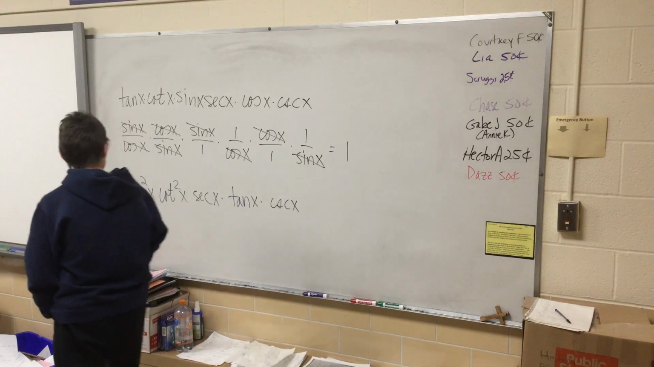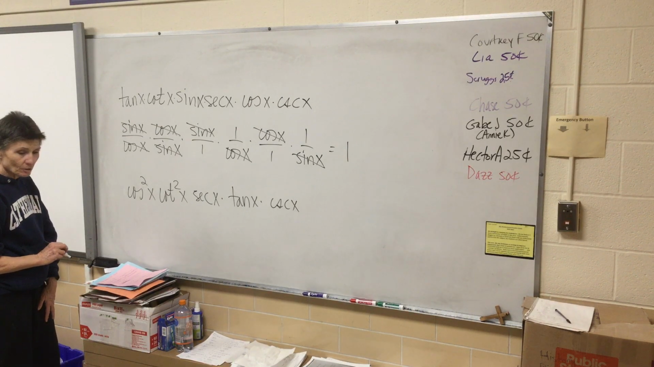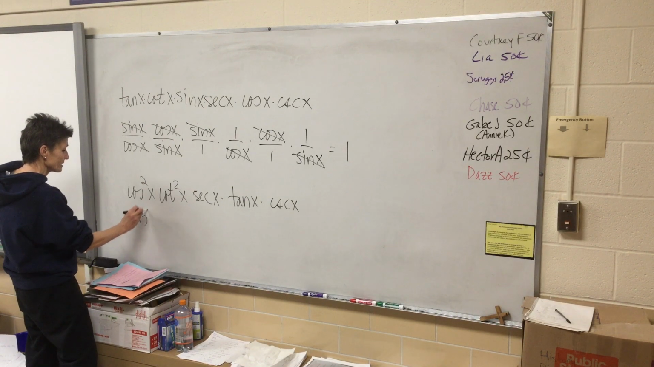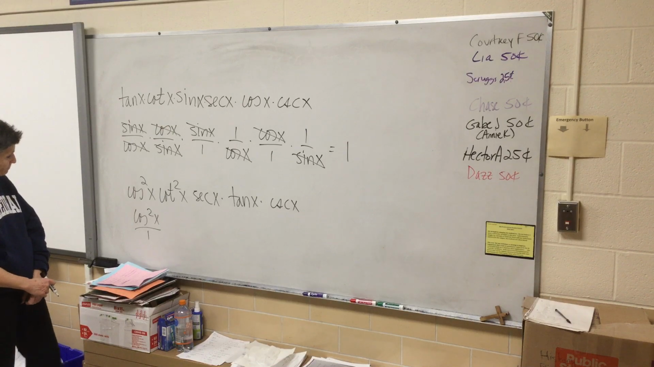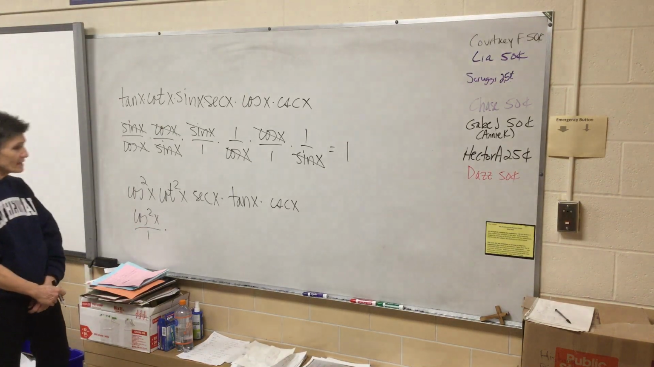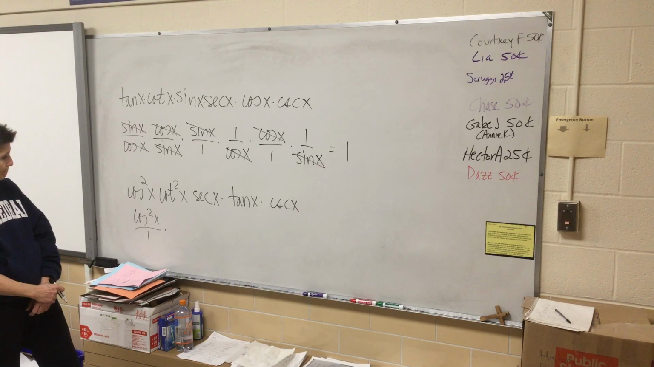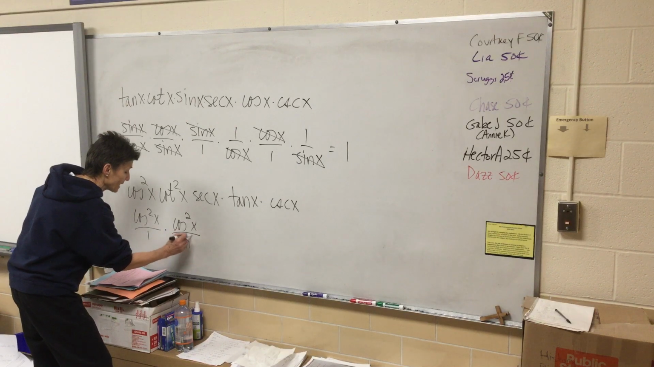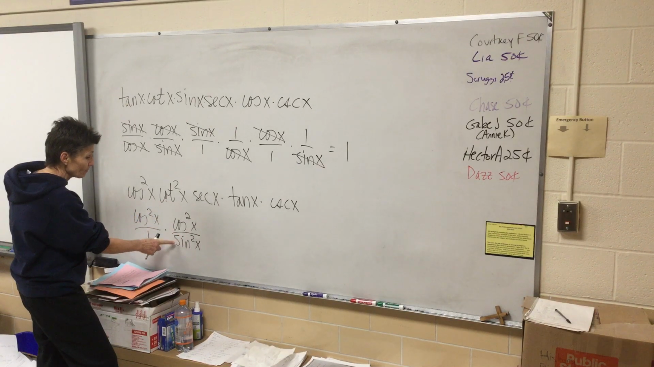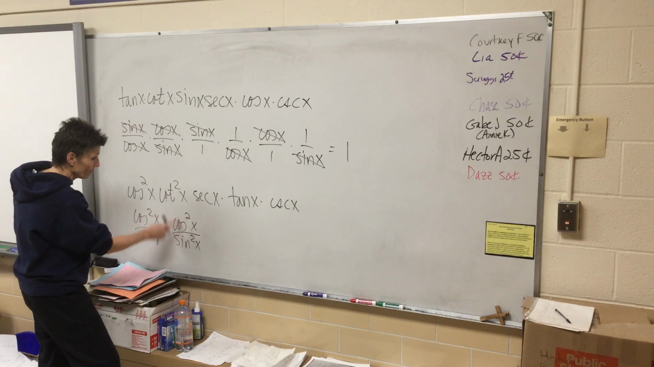Okay, so what do we do with the cosine squared? Nothing. Cosines and sines, we don't change. So I'll write it as cosine squared over 1. But what about cotangent squared? Cosine over sine, and since it's squared, it's going to be both of them squared. Don't forget that. Cotangent is cosine over sine, so cotangent squared is cosine squared over sine squared. You keep the power.